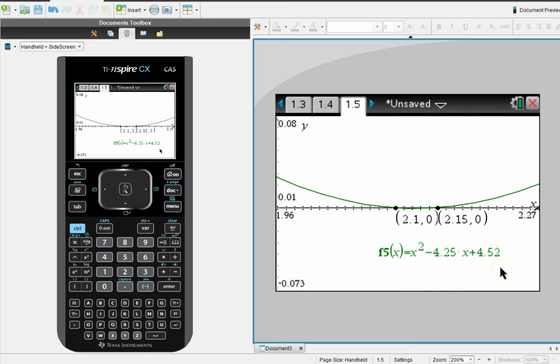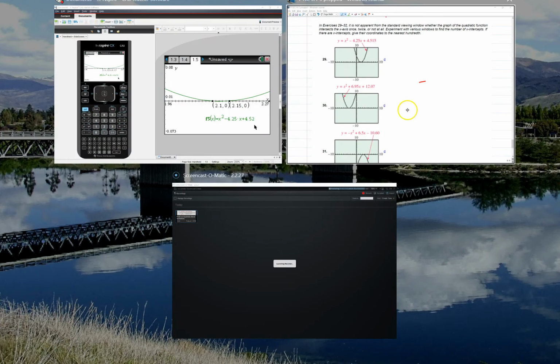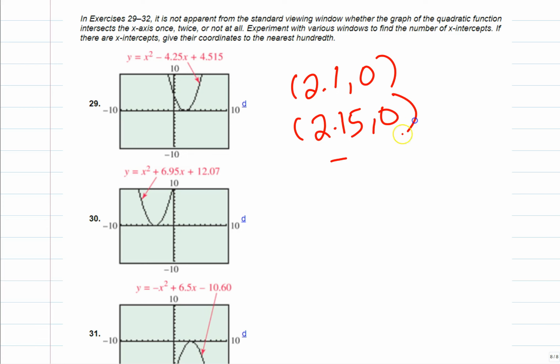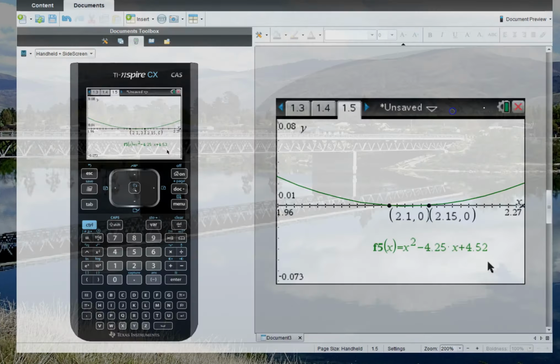So I see there are not just 1 zero, there's 1 at 2.1 and 2.15. So we have a zero at 2.1, and we have a zero at 2.15. Up to 2 zeros, this one has 2. Same here, looks like it only crosses once, right? Type that equation in, and let's zoom in and see how it works.